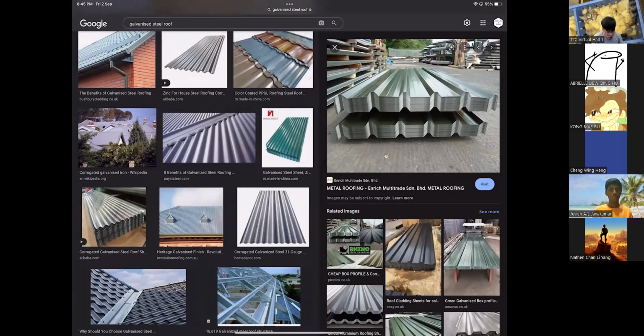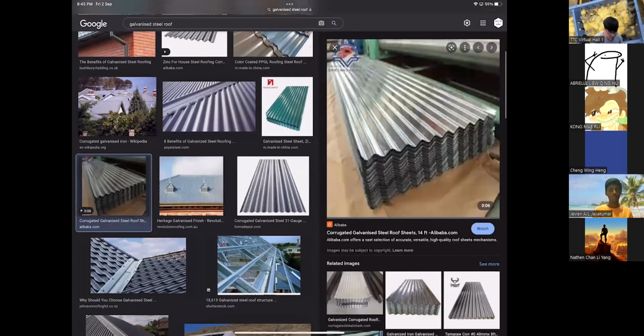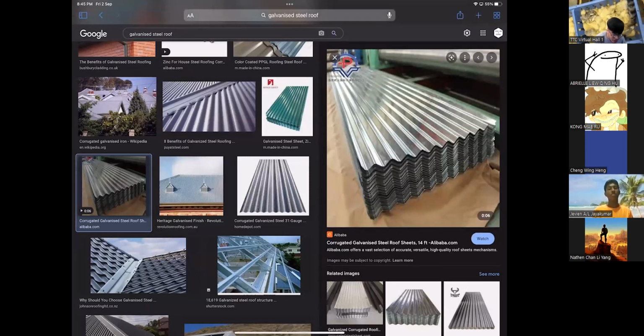But after you use it for long enough, if you look at those kampong roofs, they still rust, right? Because when the zinc is worn away, the iron will still rust. Okay, stainless steel also has zinc? No. Stainless steel is made from other things.